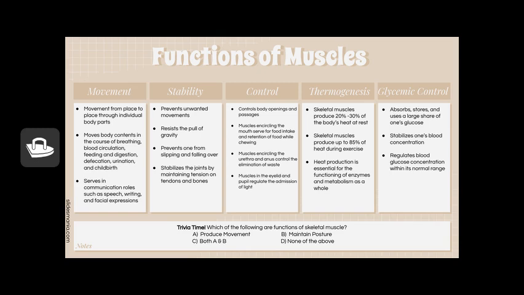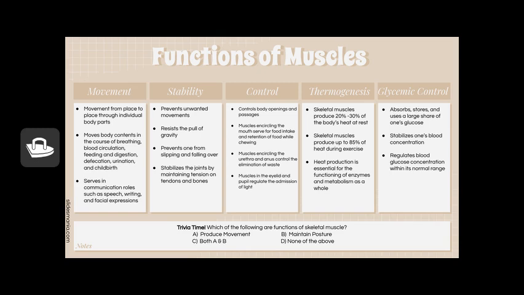And next, moving on, we have stability. These muscles maintain posture by preventing unwanted movements. They resist the pull of gravity and they prevent us from falling. And they also stabilize the joints by maintaining tension on the tendons and bones.